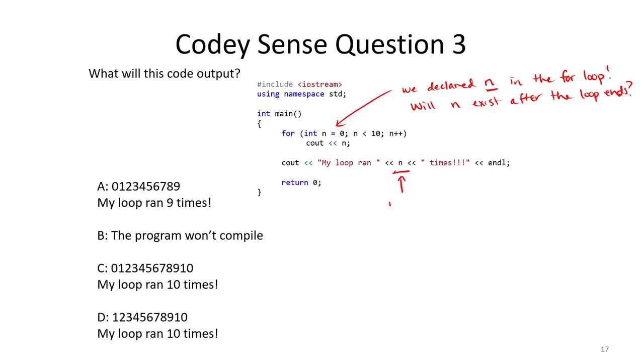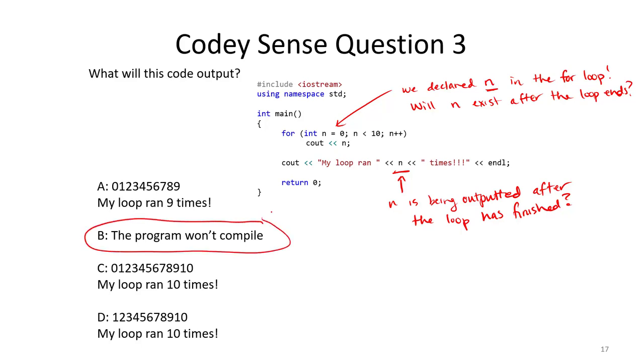Notice n is being outputted after the loop has finished. Will that be okay? If you're thinking something might be off, probably correct. In this case, the correct answer is choice B. This program will not compile. Let's take a look and see why that is.